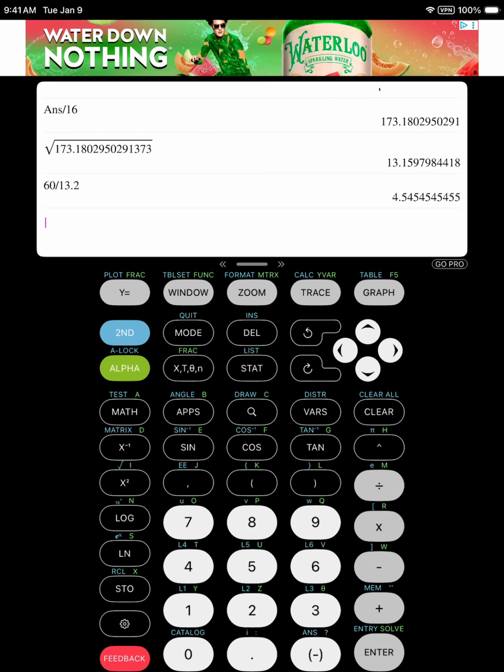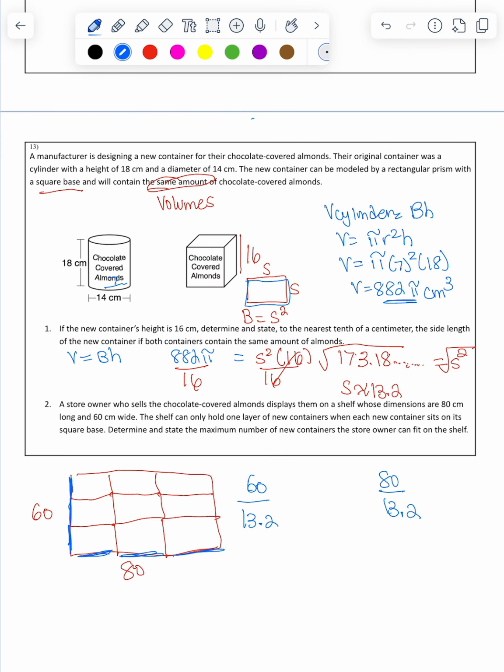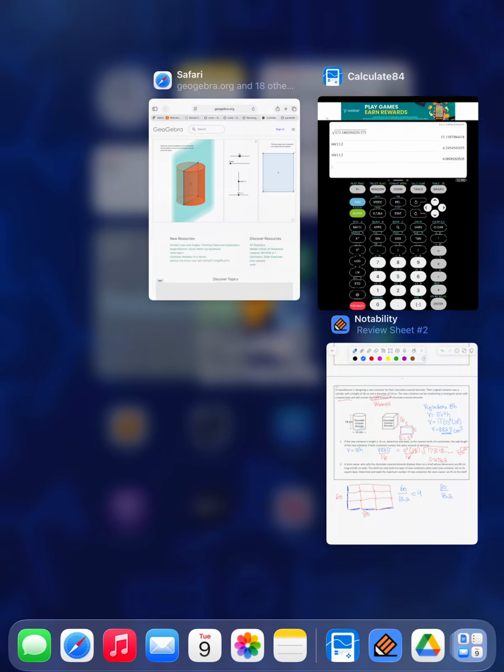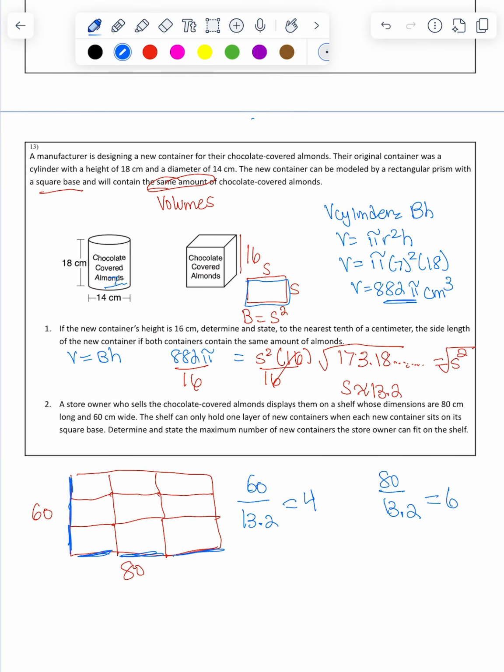Here I got 4.5, but I'm going to round it down to 4 because I can't fit 0.5 of a container on a shelf. That doesn't make sense. If I round up to 5, it's not going to fit. So I have to round down to 4, because 4 is the most that can actually fit in that direction on the shelf. Then the same thing here, 80 divided by 13.2. I'm going to round that down to 6 because 7 won't fit on the shelf. Then I can do length times width to find out how many containers can fit, and that is 24 containers.